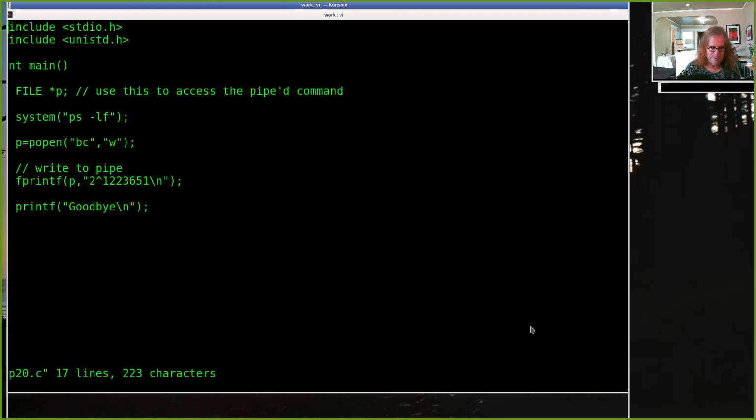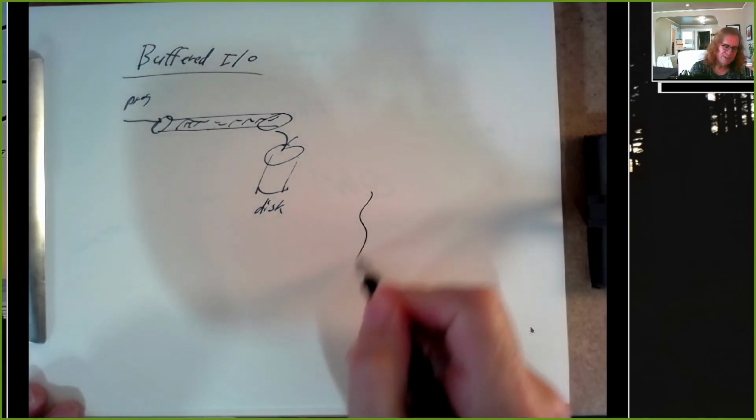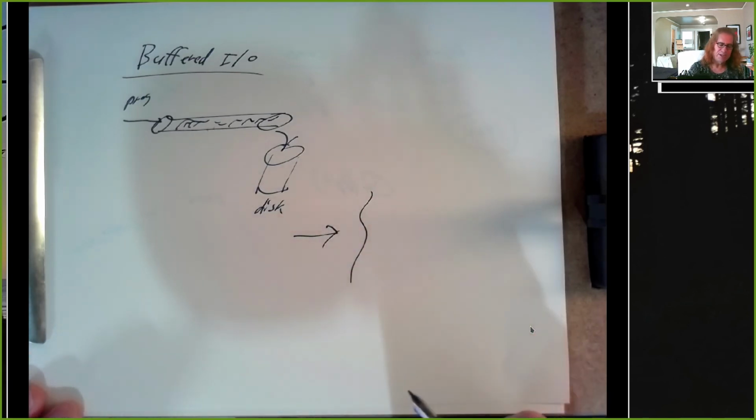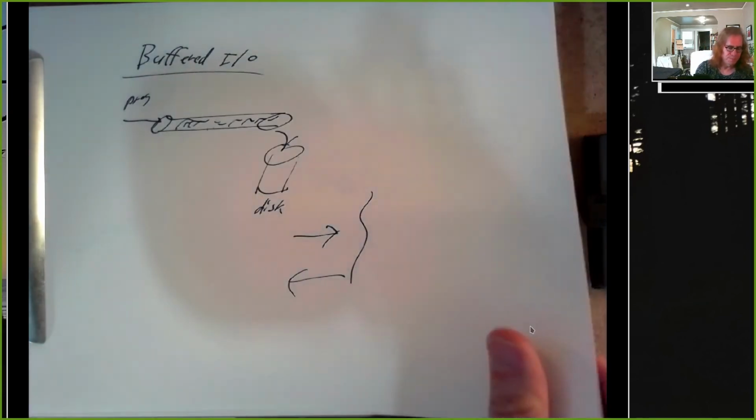So we can use popen to create a process, and we can write to its standard in, or we can read from its standard out. But we can't do both using popen. So we need to do something a little different.